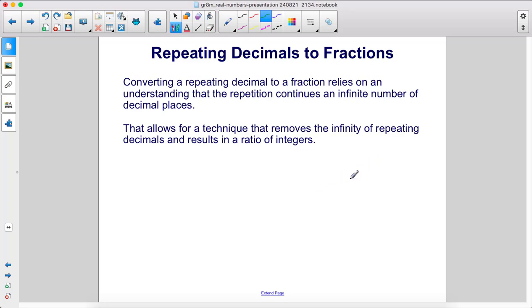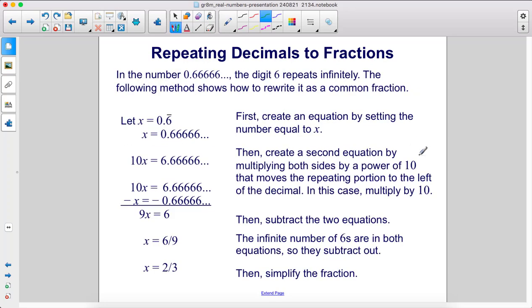Converting a repeating decimal to a fraction relies on an understanding that the repetition continues an infinite number of decimal places. That allows for a technique that removes the infinity of repeating decimals and results in a ratio of integers. In the number 0.66666 and so on, the digit 6 repeats infinitely. The following method shows how to rewrite it as a common fraction.